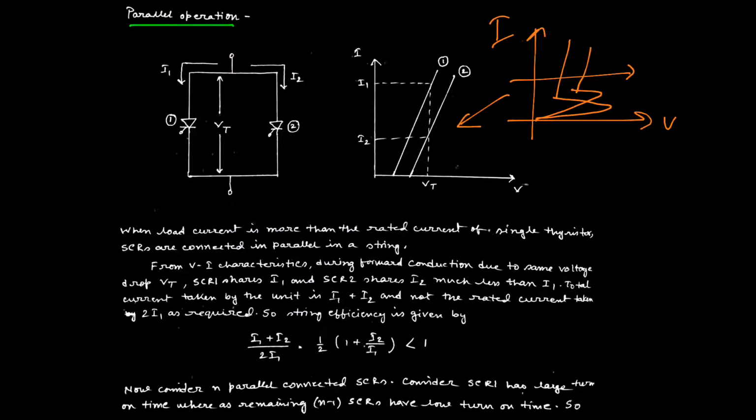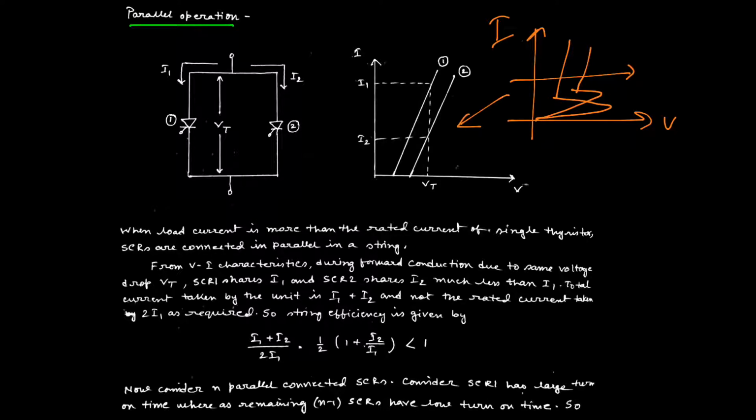Now, when the load current is more than the rated current of a single thyristor, then the thyristors are connected in parallel in a string. From the VI characteristics, during forward conduction, due to the same voltage drop Vt, SCR1 shares I1 and SCR2 shares I2, much less than I1. The total current taken by the unit is I1 plus I2, and not the rated current that would be taken from 2I1. So the 2I1 is required.